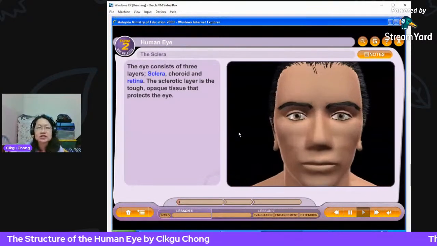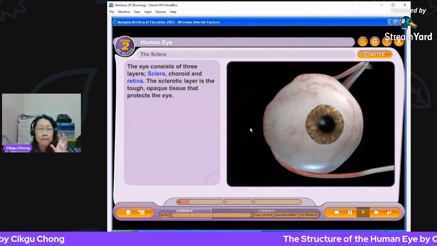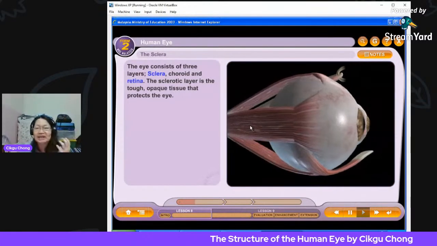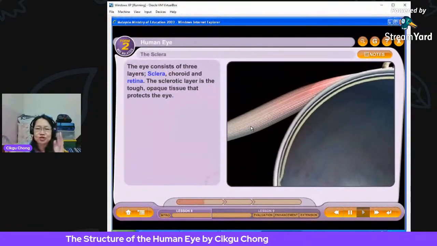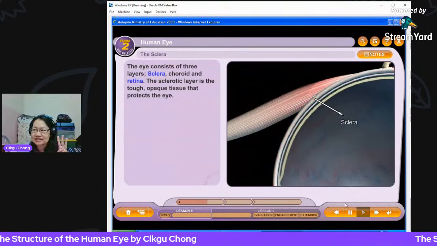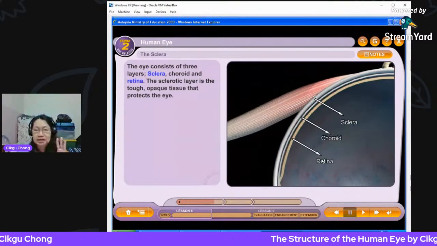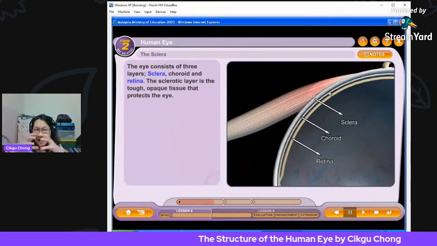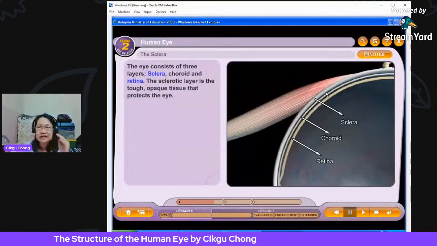Now, let's see. Okay, there are three layers on the eyeball. Let's take out the eyeball. Okay, three layers. Now, these are three important names you need to remember. The whole eyeball has three layers. So we start from the outside.